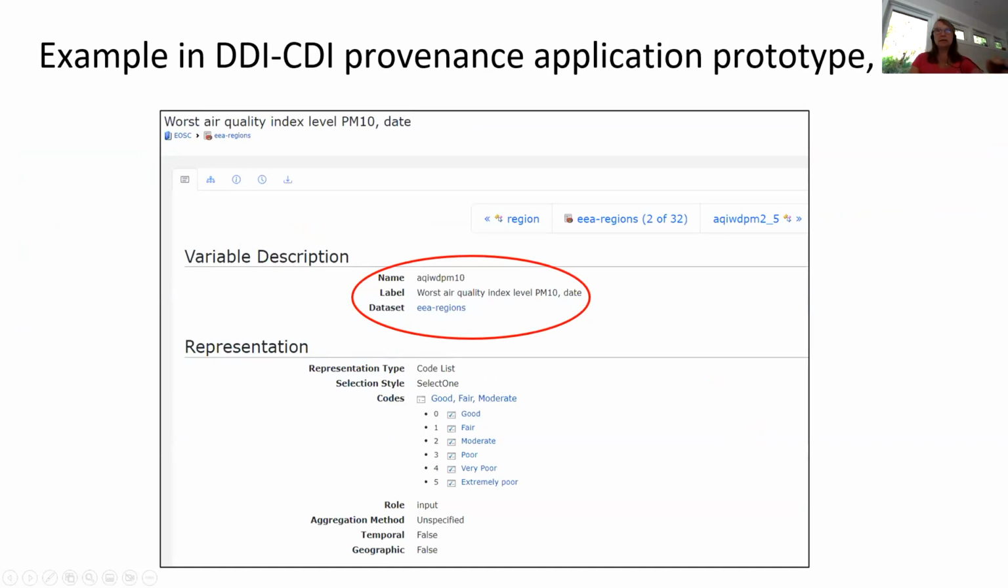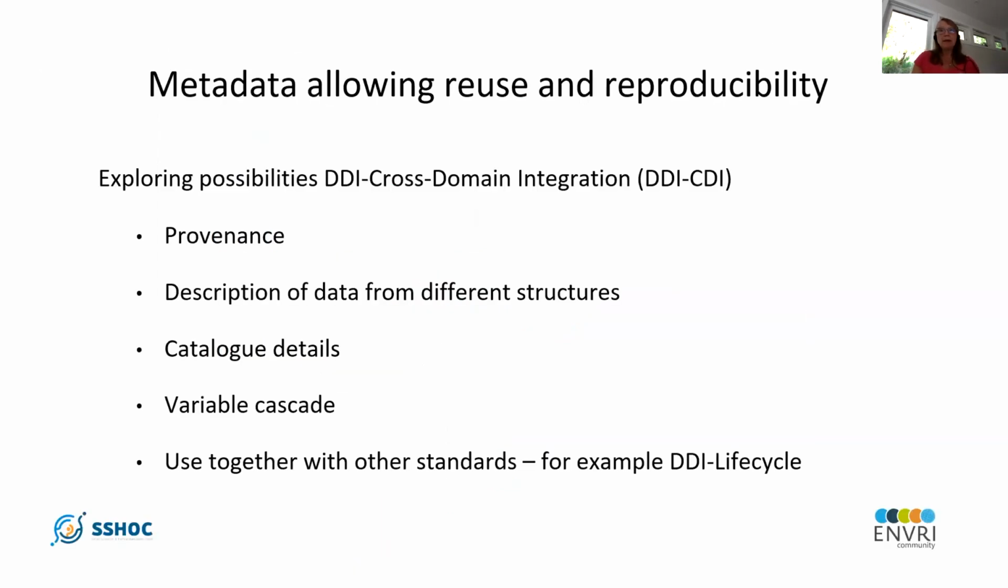And then when you go to the output variable, it will take you to a page that explains more about the variable and the codes and the description and other information about that variable. So metadata, as we all know, is allowing reuse and reproducibility, and especially if it is on a granular level, it is very good for that.